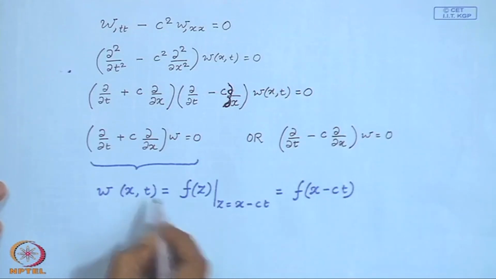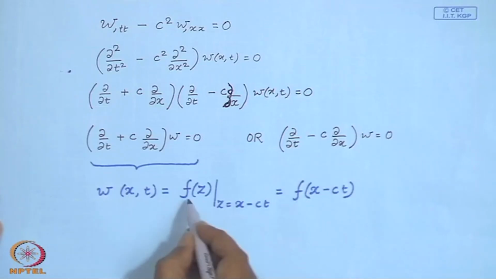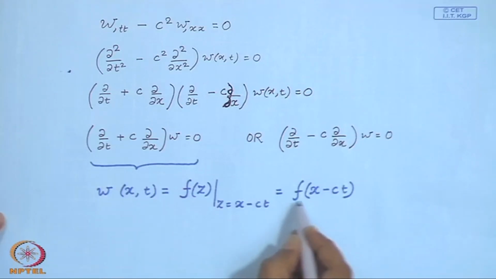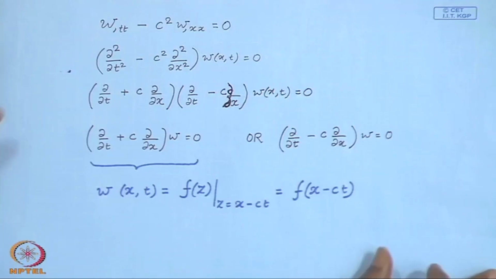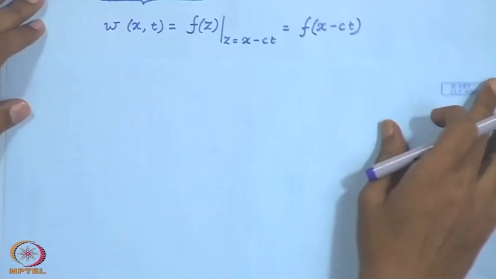so if w of x comma t is some function, any function f of z, with z replaced by x minus c t. If you substitute this function, of course, it has to be differentiable, then you find that this satisfies this equation. This can be easily checked by substituting here. Now, what is this solution? So, let us visualize this solution.